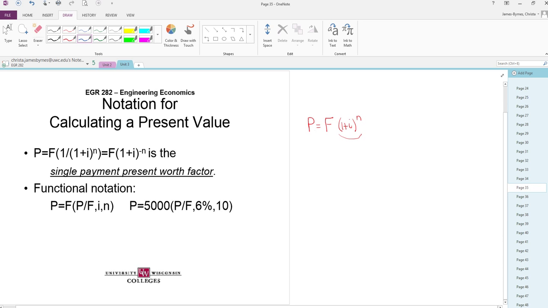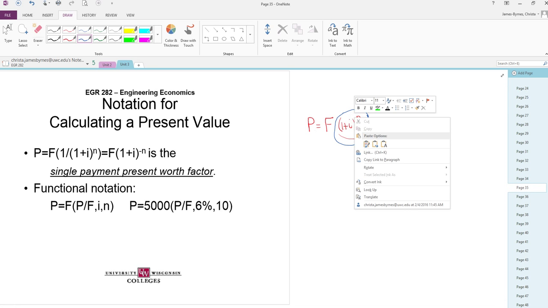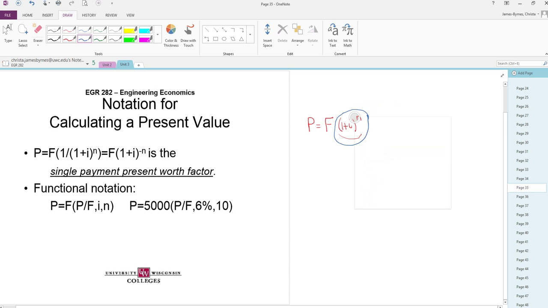talking about. So again, F is the future amount, P is the present amount today, i is the interest rate per period, n is the number of periods. Thinking along our functional notation lines, we're going to take that negative n and convert it to functional notation. So P is equal to F. Now think about it, dimensional homogeneity: I want to find a P given an F and an interest rate i for n.